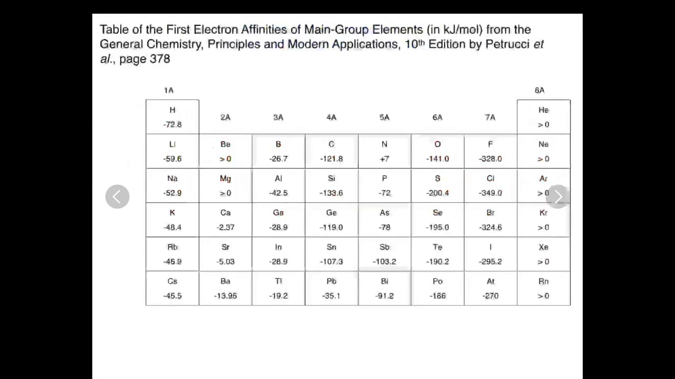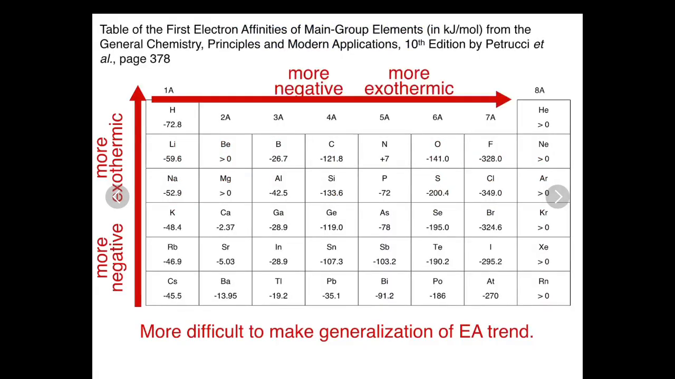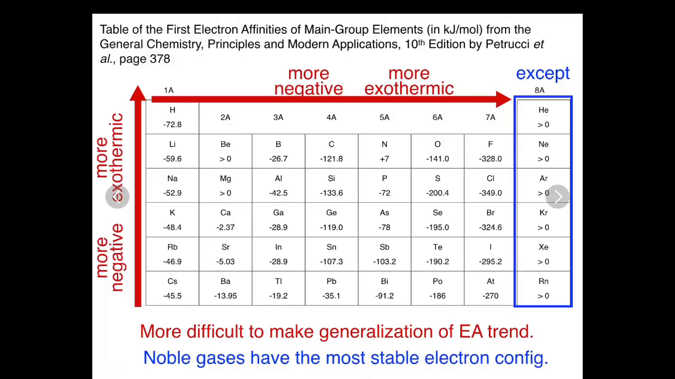Okay, so here is the value of the electron affinities. Pretty much, it's really difficult to make a generalization about electron affinity. But what I want you to know is just the general trend, okay? Because on the exam, you will not be given this table, but what you need to know is the general trends. Here is the exception that I mentioned earlier for the noble gases.